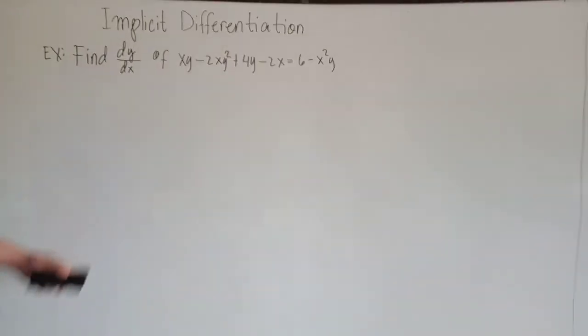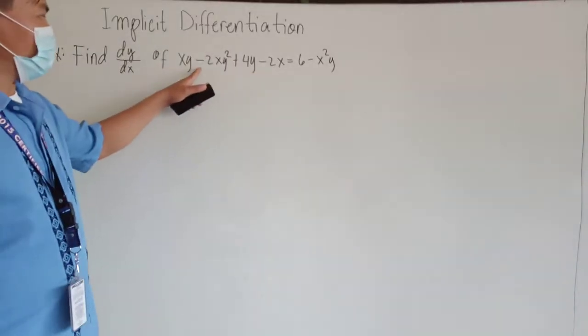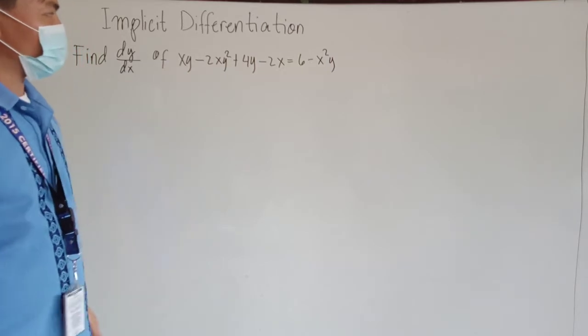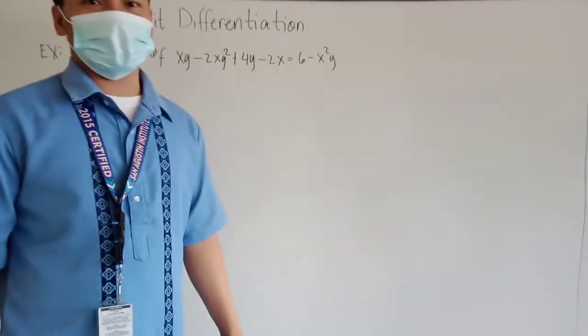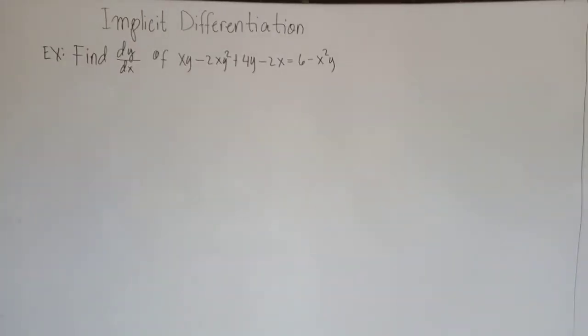Find dy over dx of xy minus 2xy squared plus 4y minus 2x is equal to 6 minus x squared y. So how do we find now the dy over dx? Okay, so we have here the solution.